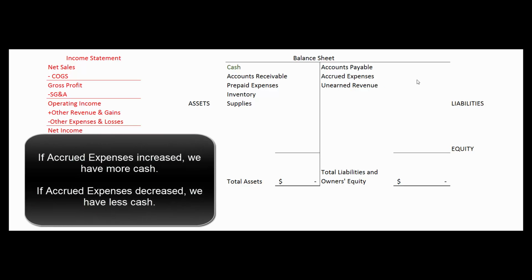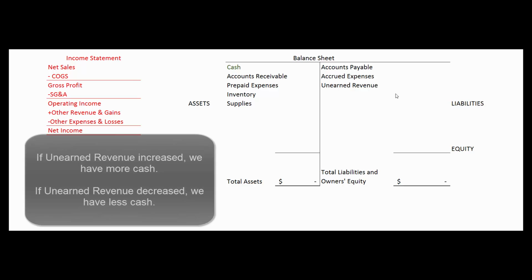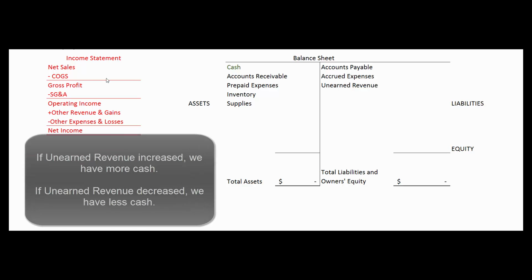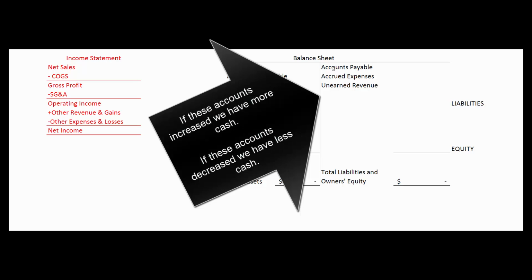We have more cash. What if there's unearned revenue that's increased? If unearned revenue is increased, that means people paid us cash for services that haven't hit the income statement yet. So if these guys over here go up, that means we have more cash than you would think looking at our income statement.